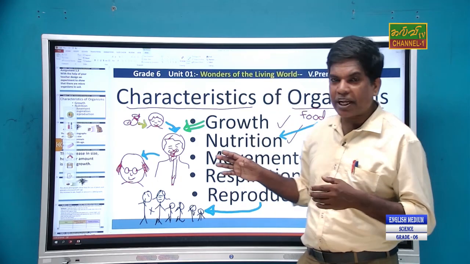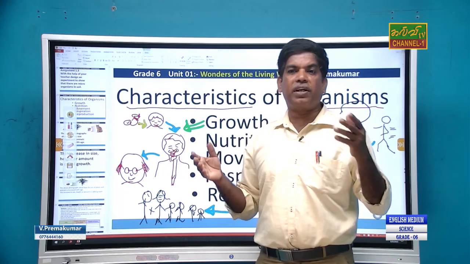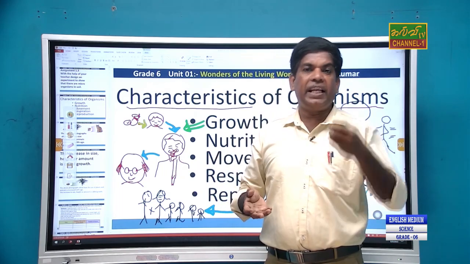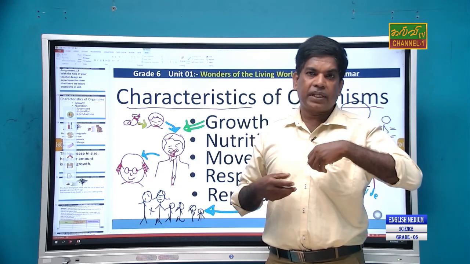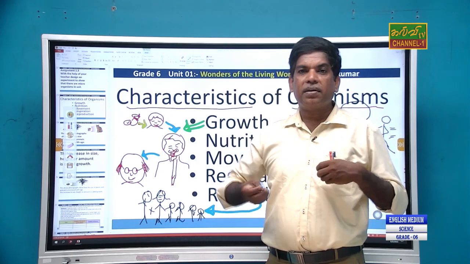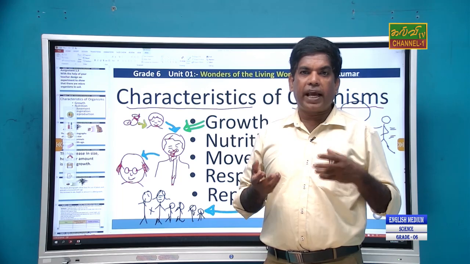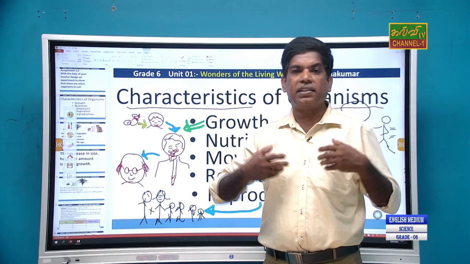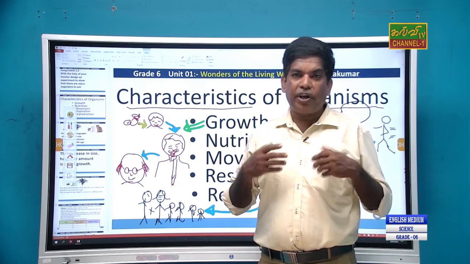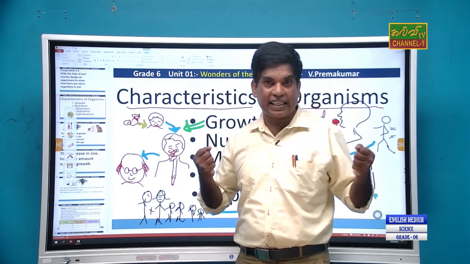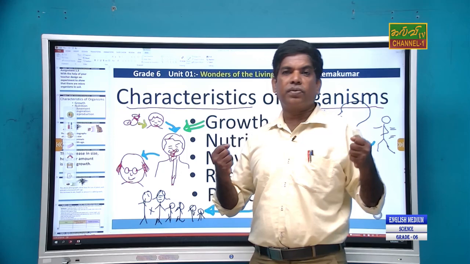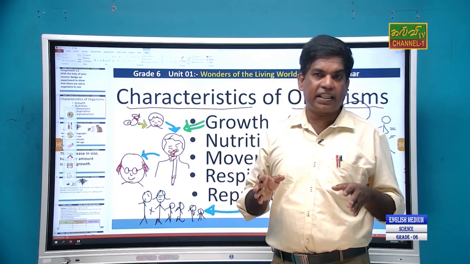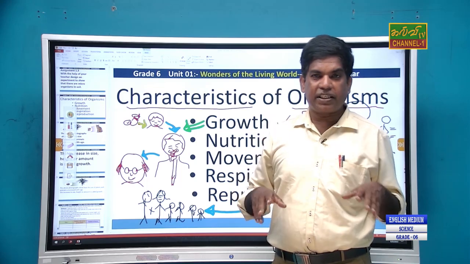Another one is respiration. What does respiration mean? We inhale the air and we exhale the air. Inhale the air, oxygen. Exhale the air, carbon dioxide. That is respiration. We do respiration to get energy. Therefore, living organisms show this characteristic, respiration.